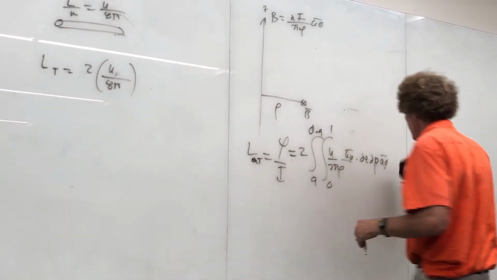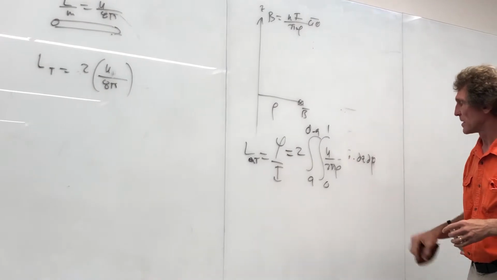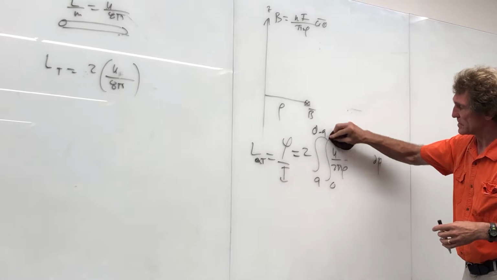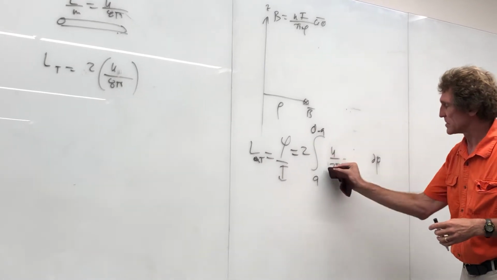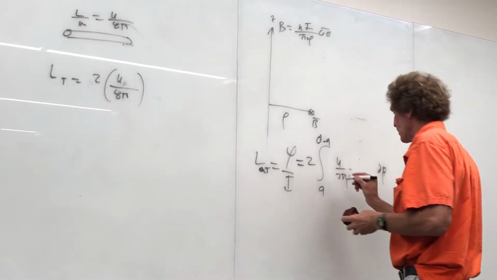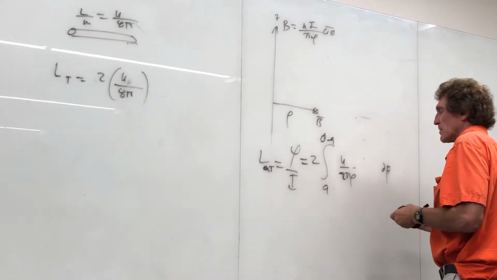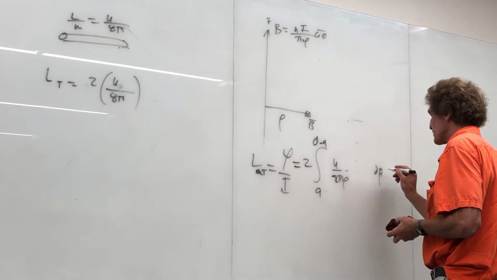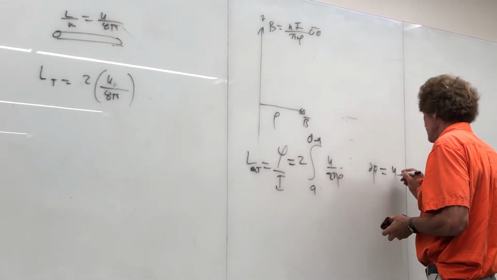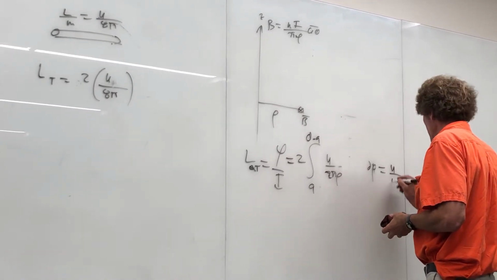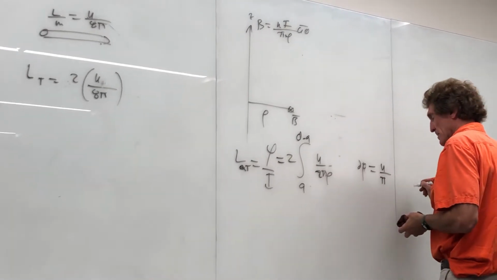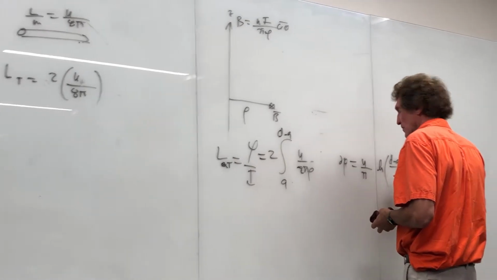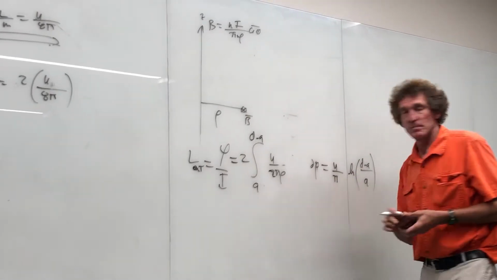So when I do A phi dot A phi, I get 1, right? And then when I integrate dz, it goes away because z from 0 to 1 is just 1. And then when I integrate 1 over rho d rho, I get natural log. So this becomes mu over pi times the natural log of d minus a over a. And that should be his answer.